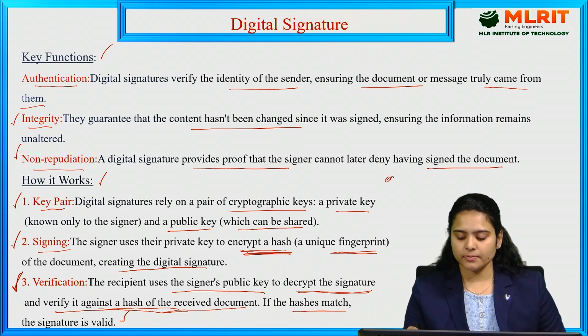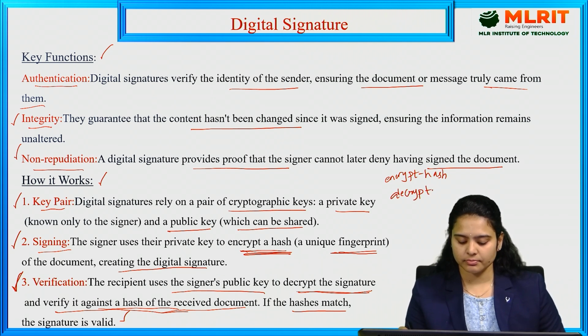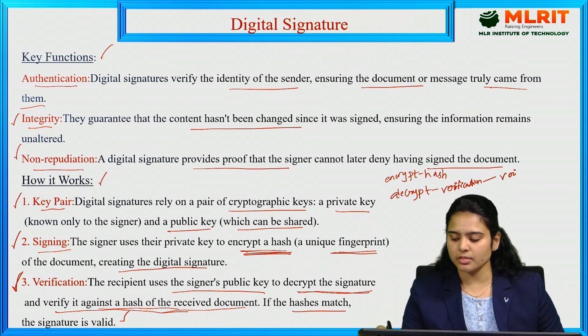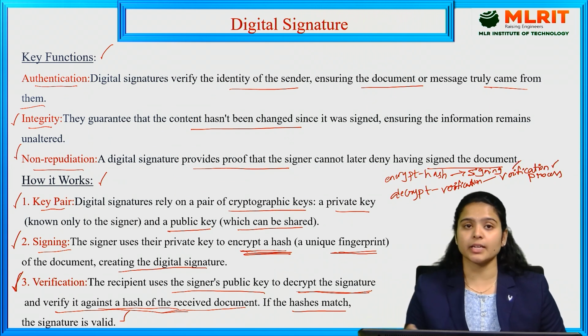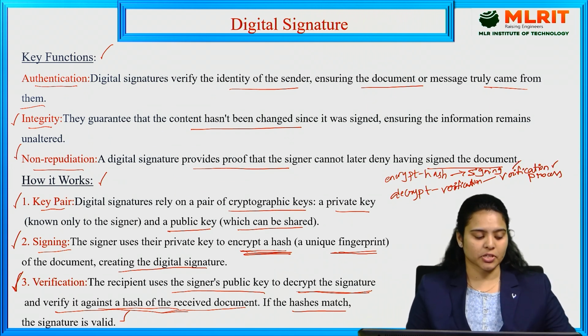So encryption is for the hash function, and decryption is for verification. Basically, the verification process uses decryption, and the hash uses the signing process. That is the difference between the two processes we are seeing here: signing is used for encryption and verification is used for the decryption process.